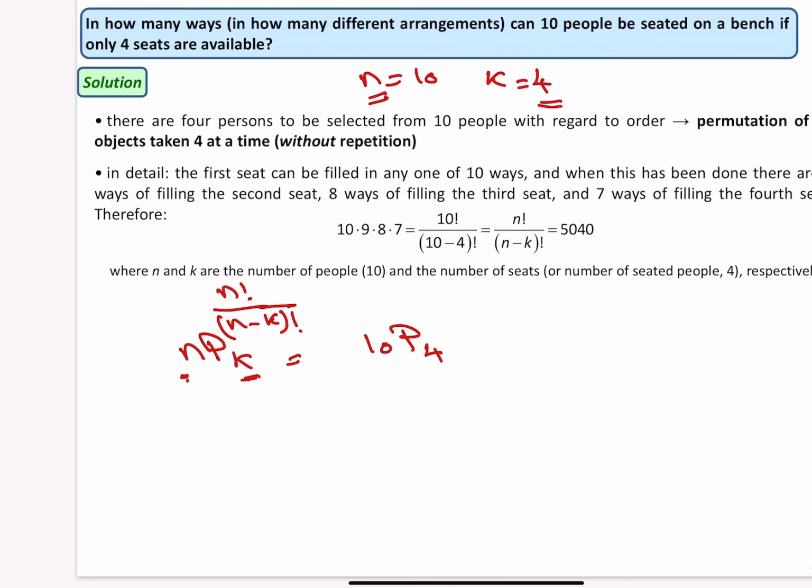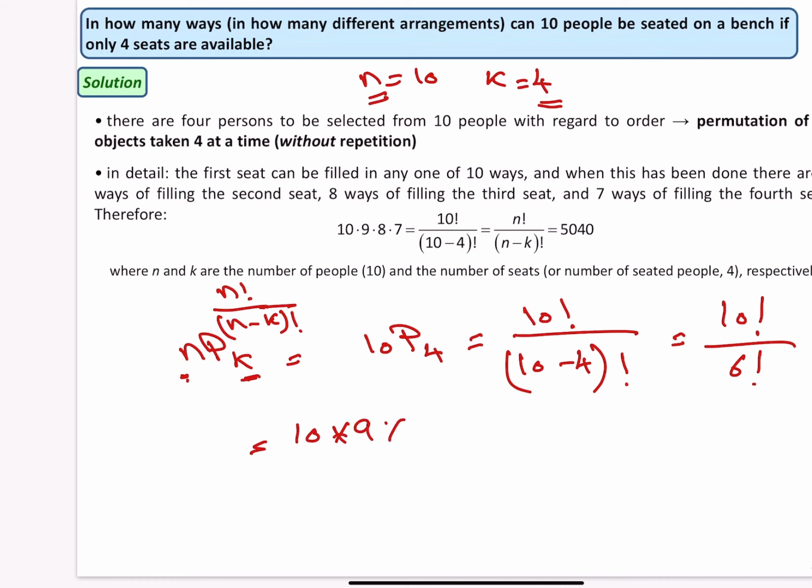So what will be the answer here? The answer will be 10 factorial divided by (10 minus 4) factorial, which is 10 factorial divided by 6 factorial. I can expand it: 10 times 9 times 8 times 7 times 6 times 5 times 4 times 3 times 2 times 1.